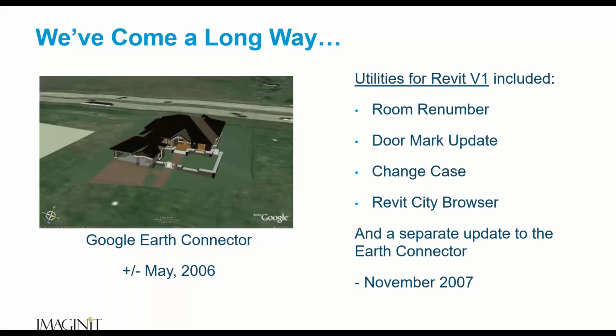The first set of utilities that we came out with in November of 2007 was a whopping 4 tools in our utilities for Revit. So, it's the whole thing of we've come a long way from room renumber, which is, again, still heavily used. Door mark update, still heavily used. Change case, we'll see this in a little bit of where it sits in the recently used types of tools.